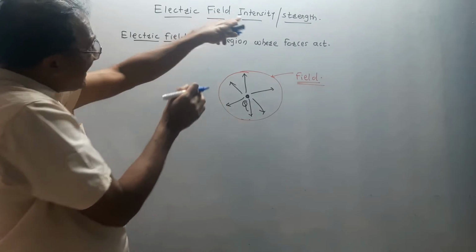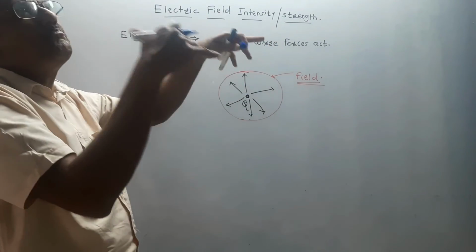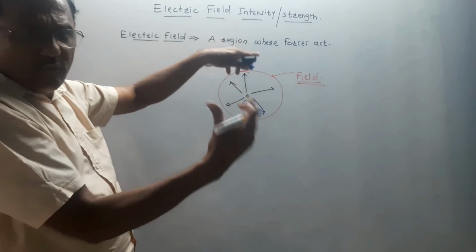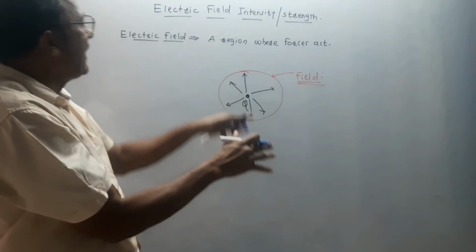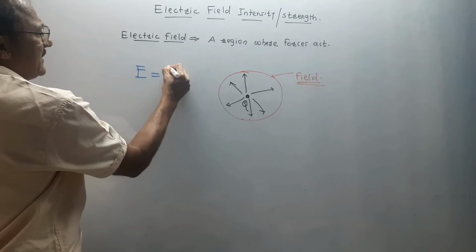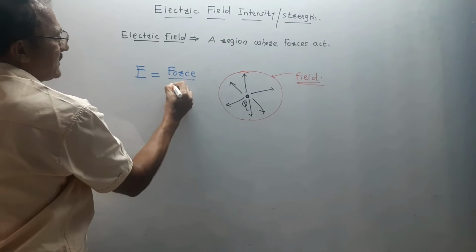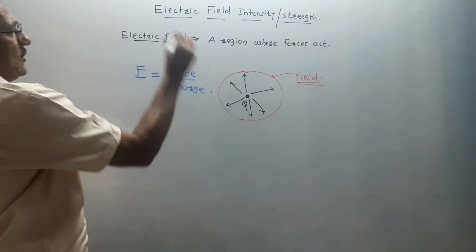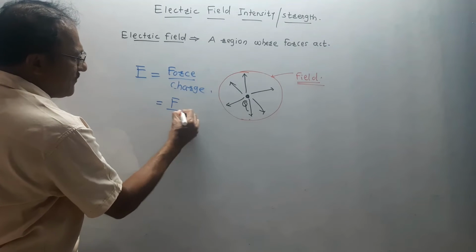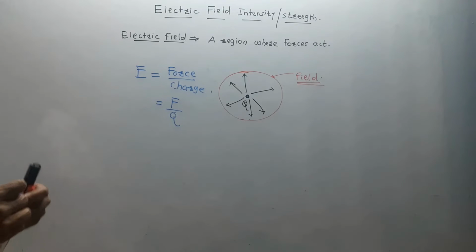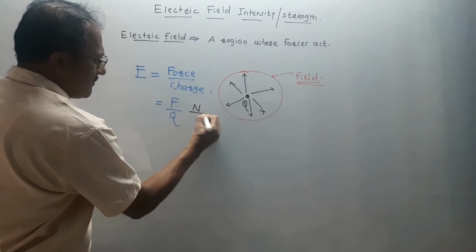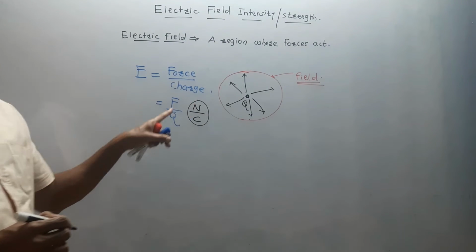Now, electric field intensity is, in very simple language, the measurement of field strength present in this particular area. The notation is E. Mathematically, it is defined as force upon charge. So this is the basic definition: electric field intensity is force upon charge. Force is denoted by F, charge is denoted by Q. Now, if you want to generate the unit, I can use a simple trick. Force is measured in newtons, charge is measured in coulombs, so its unit is newton per coulomb.